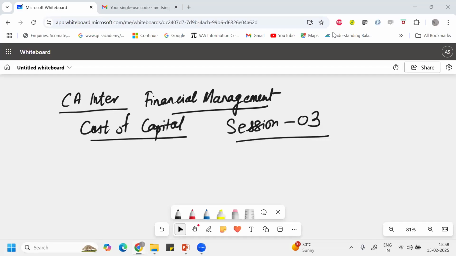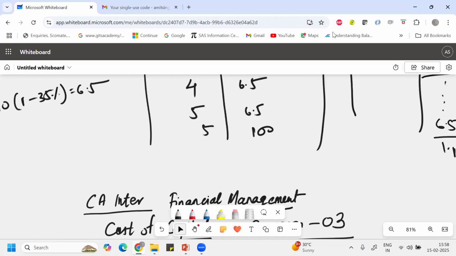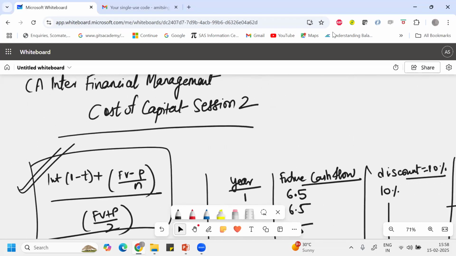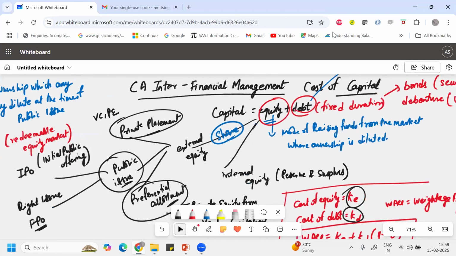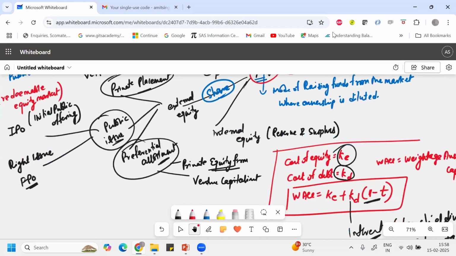Now, welcome everyone to our third session of cost of capital, where we are discussing the important concepts related to the way the firm raises capital. So far, we have studied the way the firm can raise capital by equity and debt, the theoretical aspects of equity and debt we have discussed.